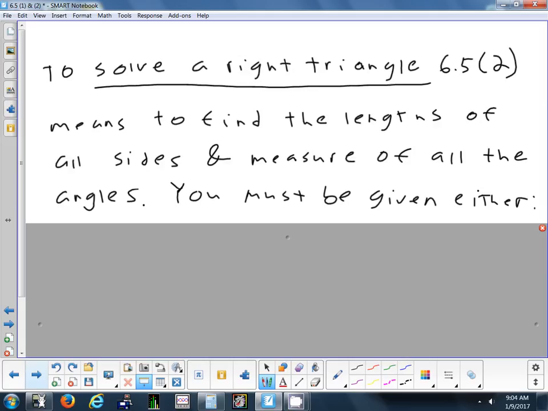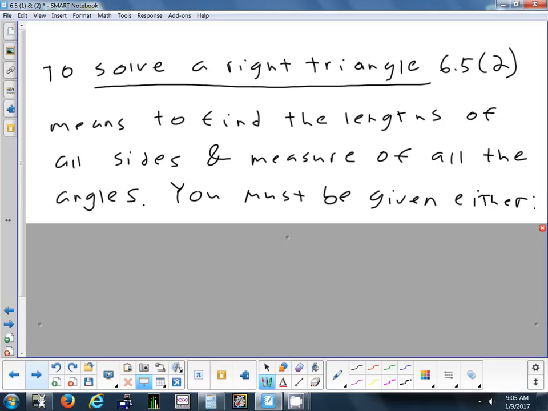So when we start looking at problems that say solve the triangle, when they ask you to solve a triangle, all that means is to find out how long all the sides are and how big all the angles are. And we're always going to be solving right triangles. So if you're always solving a right triangle, what does every single problem we solve have in common? We're always going to have a 90-degree angle. But you need more information than that if you're going to solve the triangle.